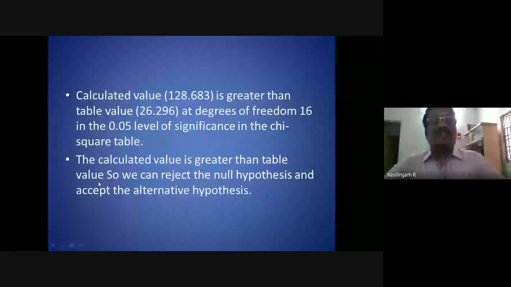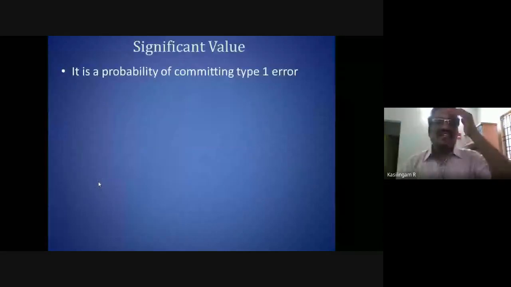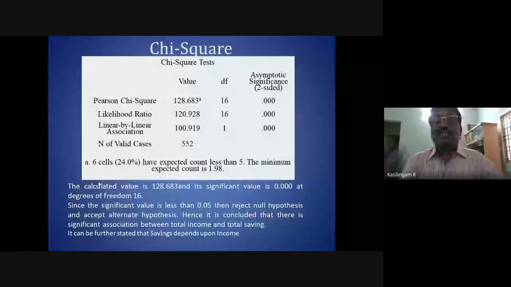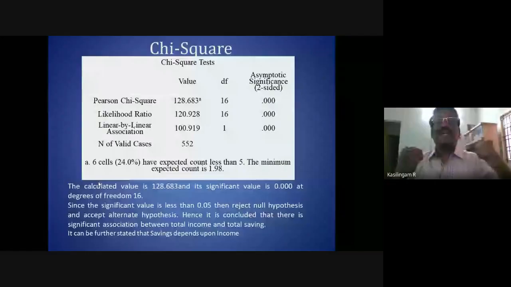So this is how some people use table values and calculated values, but we don't require all these things. Why unnecessarily look at the table, because here itself we are getting the result. Here also we are rejecting the null hypothesis. By looking at the mere significance value, it is less than 0.05, so we reject the null hypothesis. Both the results are the same, so we need not see the table value. But let me tell you why I am showing the table value.